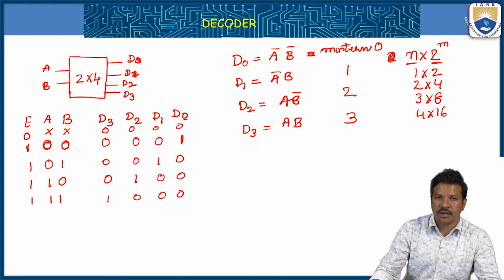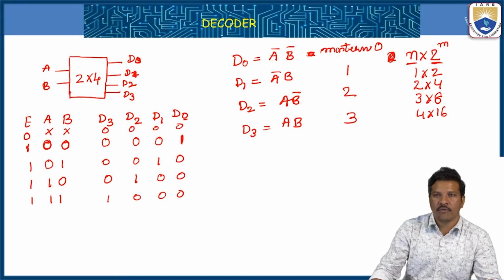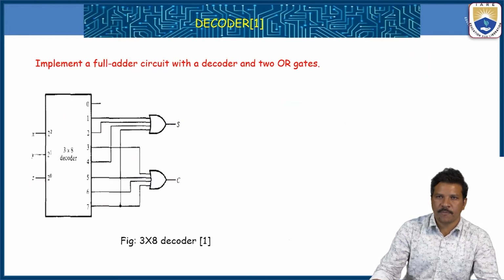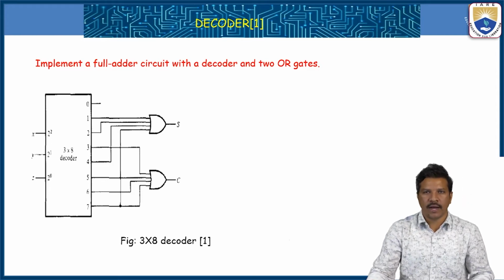In addition to that, we can implement the higher order decoder with the help of lower order decoders. And moreover, we can connect these decoders in communication applications. Let us see one by one. This is the problem: implement a full adder circuit with the decoder and 2 OR gates.